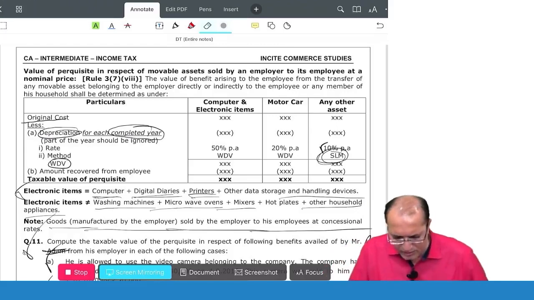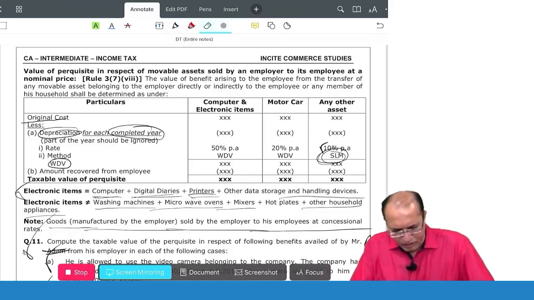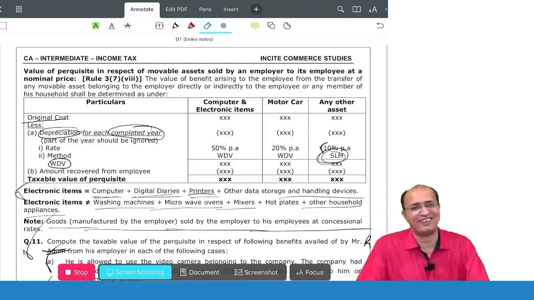Rizwan says gardener is not taxable separately in rent-free accommodation. Watchman and cook is taxable.